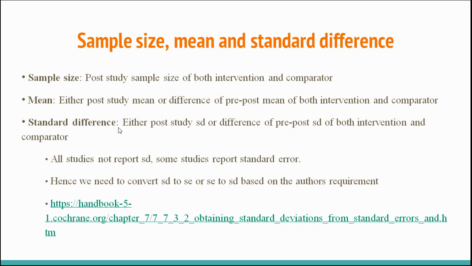That is pre minus post, or post minus pre, depending on the author's methodology, whatever he or she is following. But what happens most of the time is, when I was doing my first systematic review and meta-analysis, we did have some 30 odd papers, but all the papers were not reporting standard deviation or standard error. They were reporting either standard deviation or standard error. So both are not the same. Now what are we gonna do?